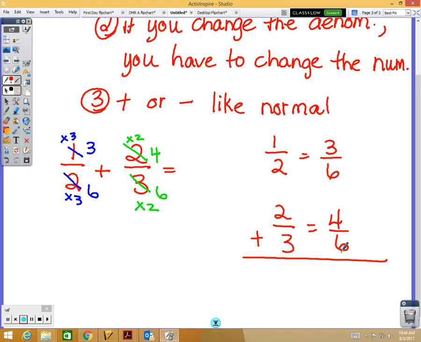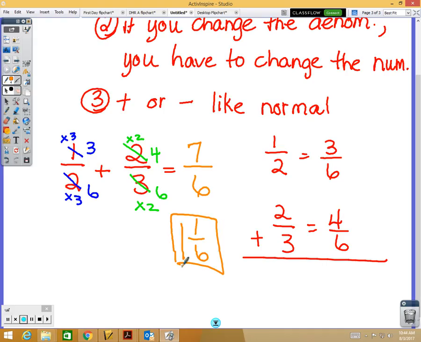Okay? All right, so let's go ahead and add just like we did yesterday. So my numerator in my answer is going to be 3 plus 4, 7, and my denominator is a 6. So I always need to check to see if I can simplify. That's going to be 1 and 1/6.